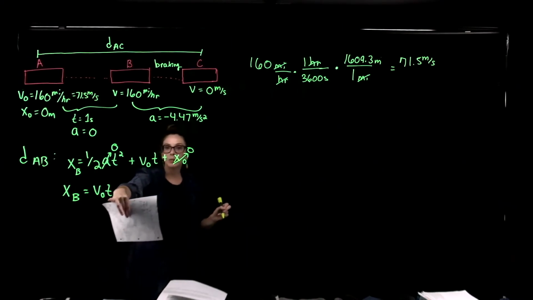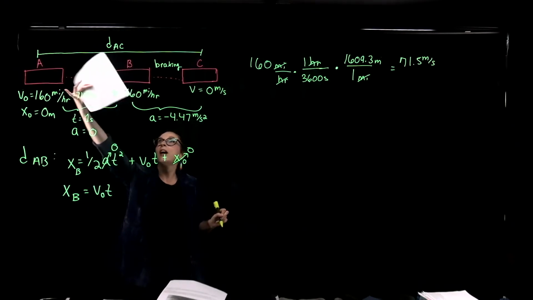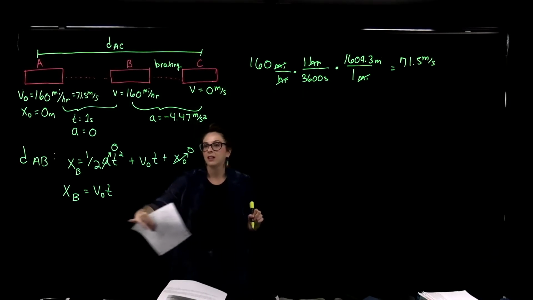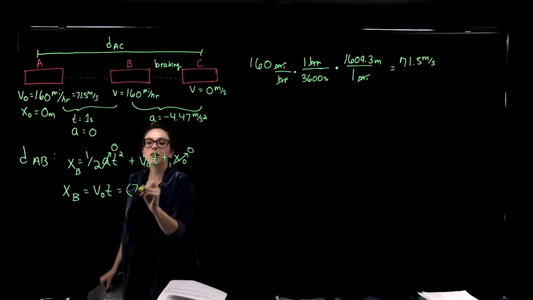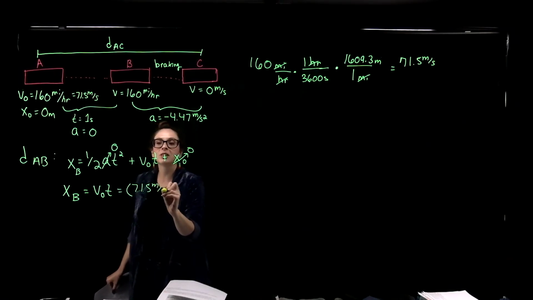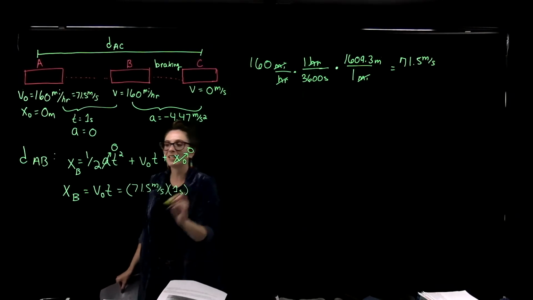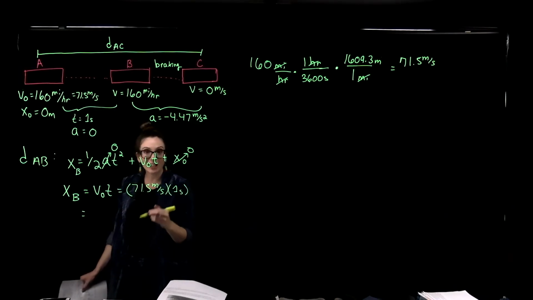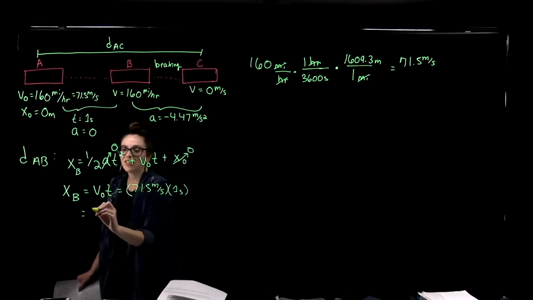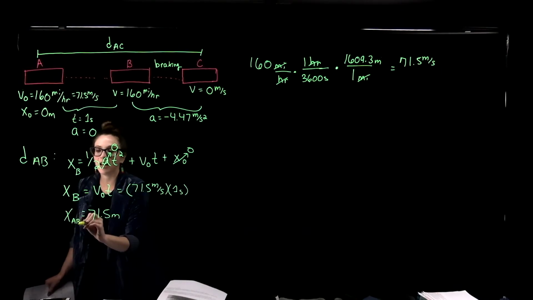That's the speed I'm going to use in my equation for the distance that I travel between point A and B. That's equal to my initial speed, 71.5 meters per second, times time, 1 second. That was easy. So the distance I traveled during this first segment at constant speed is 71.5 meters. I'll call that X A to B.